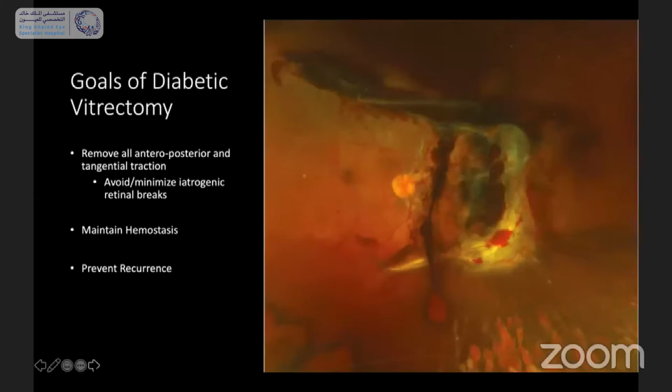All of us, all the speakers, spoke about the goals of diabetic vitrectomy. The goals are to remove all anterior, posterior, and tangential traction. In doing this, we have to try to minimize or avoid, if possible, iatrogenic retinal breaks. We have to try to maintain hemostasis.